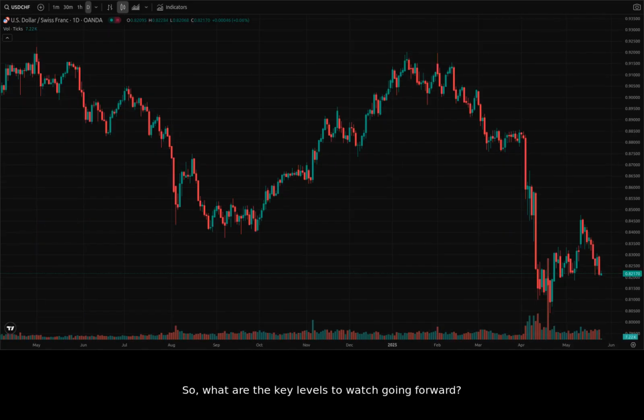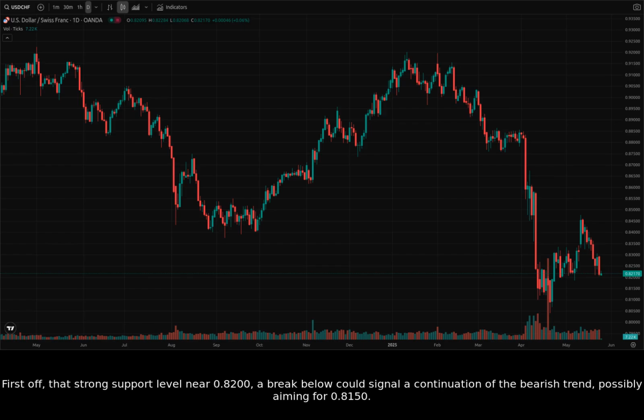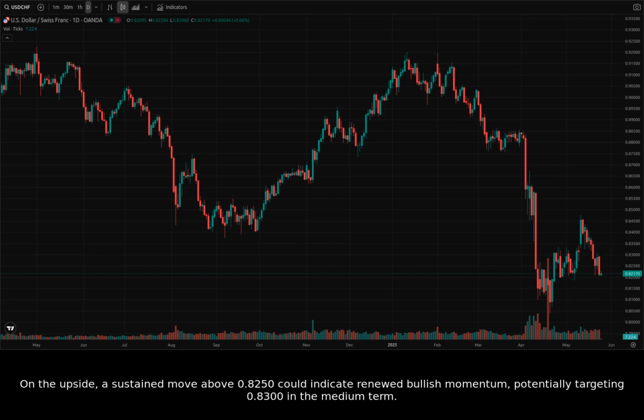So, what are the key levels to watch going forward? First off, that strong support level near 0.8200. A break below could signal a continuation of the bearish trend, possibly aiming for 0.8150. On the upside, a sustained move above 0.8250 could indicate renewed bullish momentum, potentially targeting 0.8300 in the medium term.